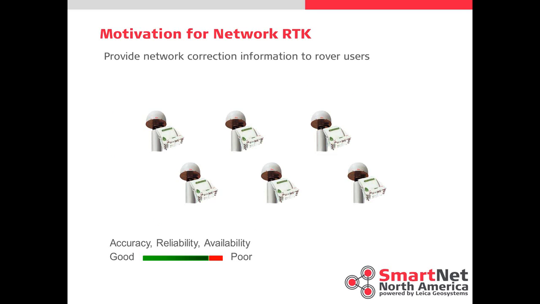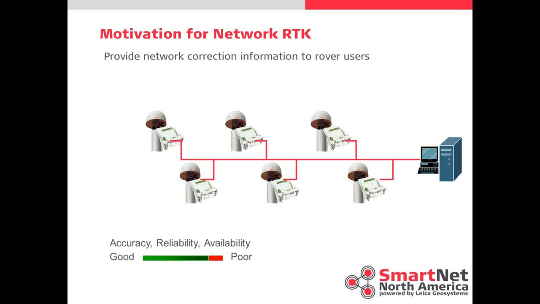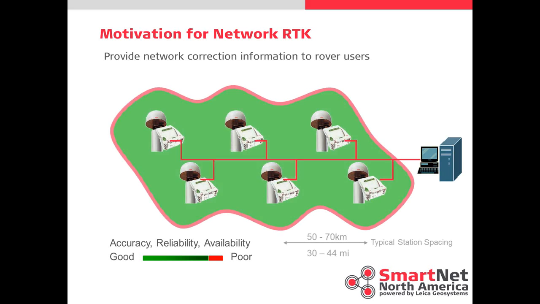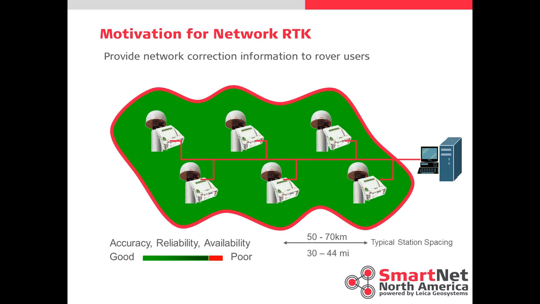So what we're trying to do with network RTK is stream all this data into a central server. By having all the stations working in concert with one another, we're able to create a more homogeneous solution over the entirety of the network. You can see from the spacing that the typical station spacing we try to hold in SmartNet is somewhere between 50 and 70 kilometers. This is designed for when we approach solar max, so we can still produce high-quality corrections and models.